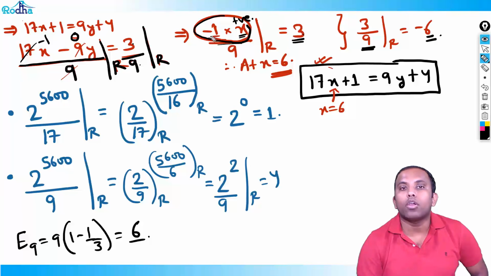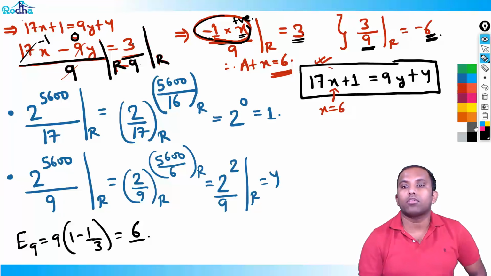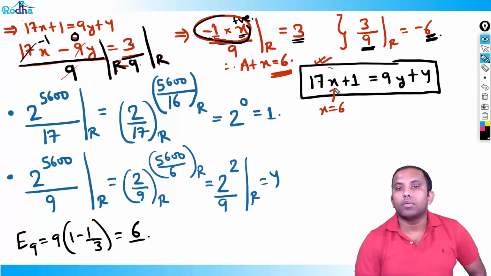And here it is already minus 1. So what should be the value of x? It should be 6 to get this minus 6. That means x is equal to 6. Once you put x equal to 6, what is the answer? The answer becomes 17 into 6 plus 1, which is 103. Therefore, 103 is the final answer for this question.